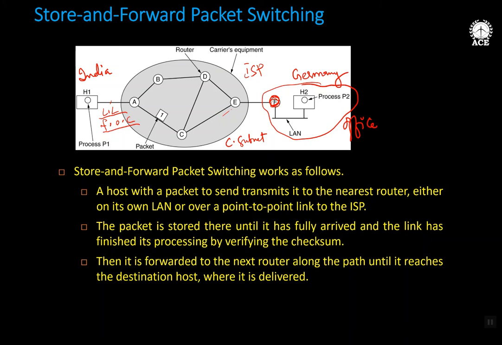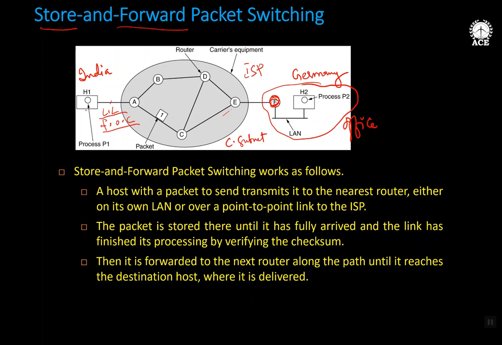A host with a packet to send transmits it to the nearest router, either on its own LAN or a point-to-point link to the ISP. So I may transmit through this, or I may transmit directly. The packet is stored there until it has fully arrived. That is the meaning of store. Then the link finishes its processing by verifying the checksum, whether everything that has arrived is correct or incorrect. Then it is forwarded to the next router along the path until it reaches the destination. That is called routing.